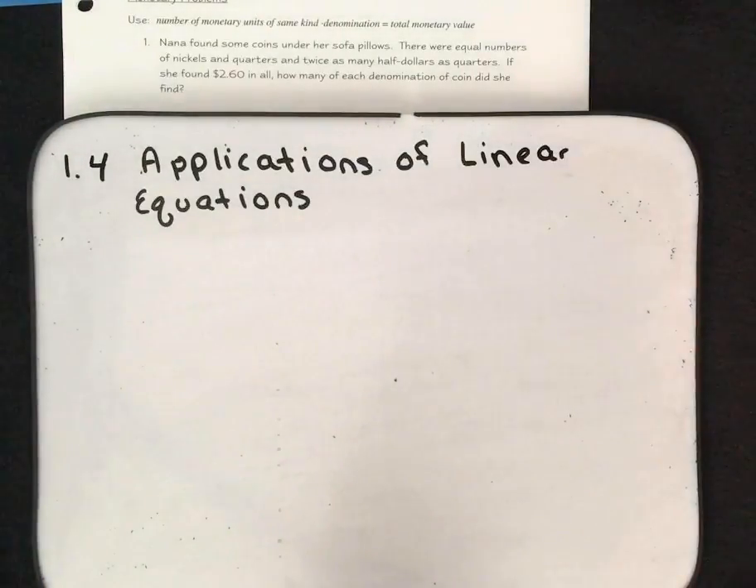So question 1 says, Nana found some coins under her sofa pillows. There were equal numbers of nickels and quarters and twice as many half-dollars as quarters. If she found $2.60 in all, how many of each denomination of coin did she find? So there's a lot of information here. This is a good example of when it is helpful to have a table to organize the information.